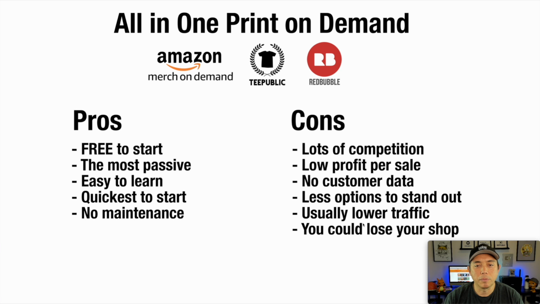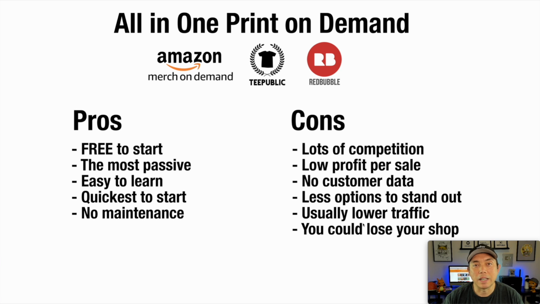So the cons of this, though, is there's lots of competition on these sites, especially Amazon. A lot of people want to be on there, so the competition is high. There's a low profit per sale, especially places like TeePublic and Redbubble, where you're sometimes making only $2 per sale or less, and Amazon's going that route as well. There's no customer data. You don't know who's buying your stuff, so you can't retarget them or email them or do that.